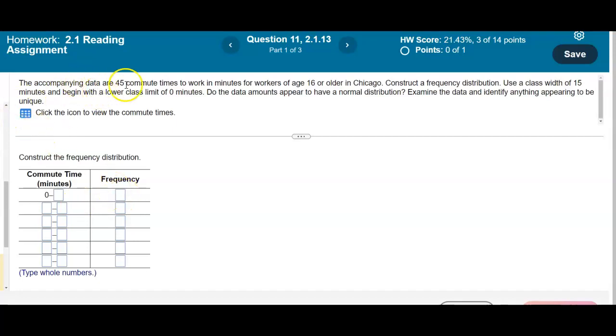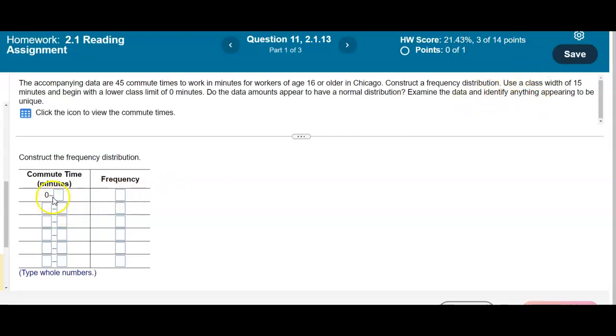The accompanying data are 45 commute times to work in minutes for workers of age 16 or older in Chicago. We want to construct a frequency distribution, using a class width of 15 minutes and beginning with a lower class limit of 0 minutes. Then, do the data amounts appear to have a normal distribution? And then examine the data and identify anything appearing to be unique.